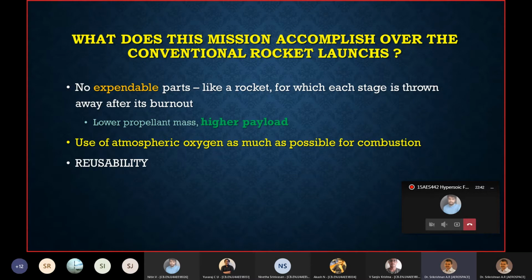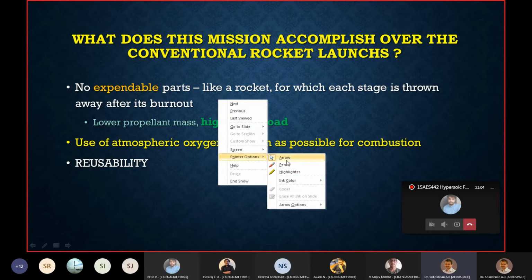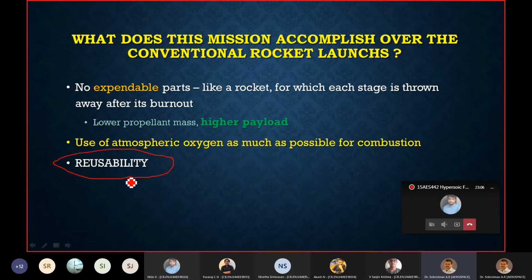At the same time, you are making use of the atmospheric oxygen for combustion. So unlike in rockets, as long as you are within the atmosphere, you can make use of atmospheric oxygen so that the propellant mass is less, so the payload can be higher. And of course the reusability, they say it can be used for at least 100 missions, which means these can all bring down the cost of space propulsion activity as such.